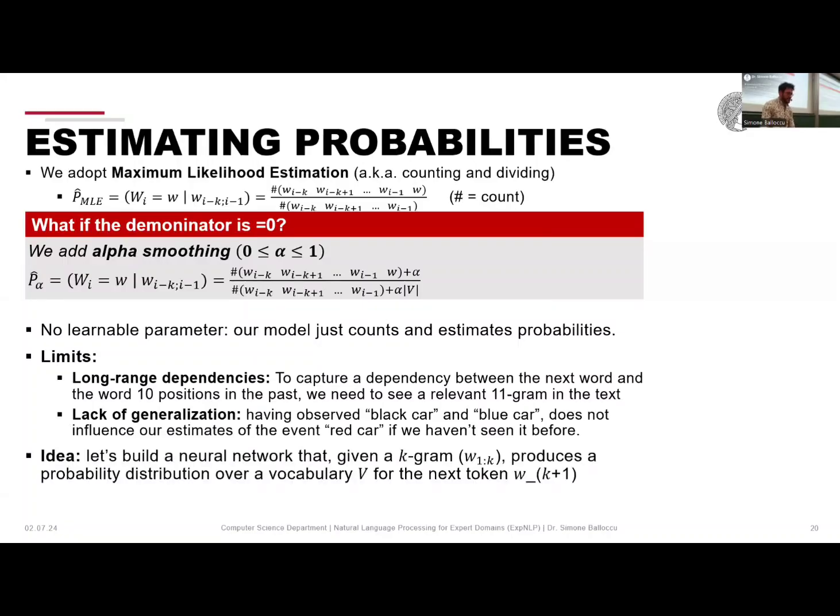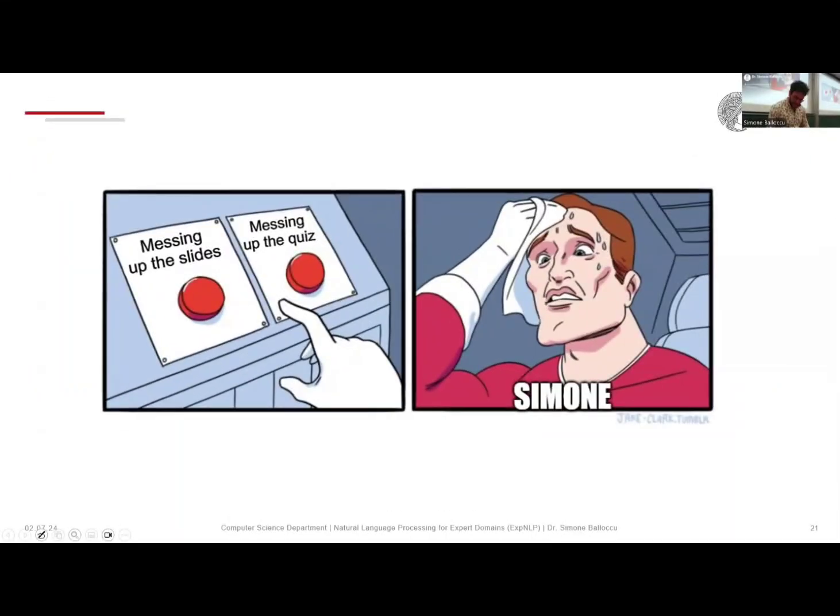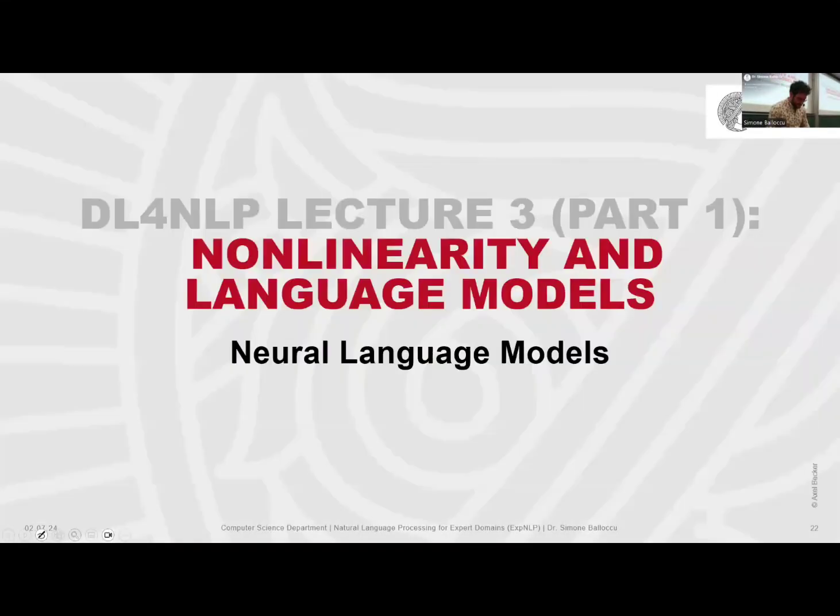So the idea is, let's build a neural network that given a k-gram, so a sequence of k words, produces a probability distribution over our vocabulary. And this is called a neural language model. We're gonna see it after the quiz. So, neural language models. We said this model is very limited. Let's make it a bit better.